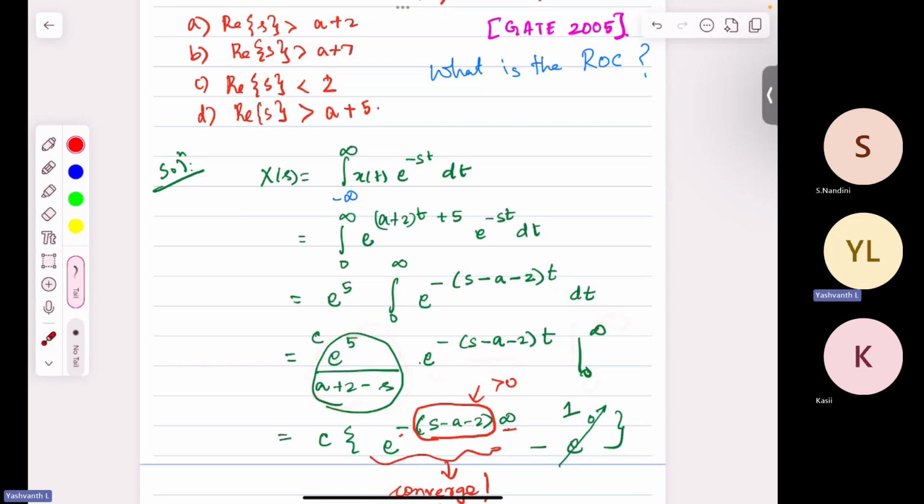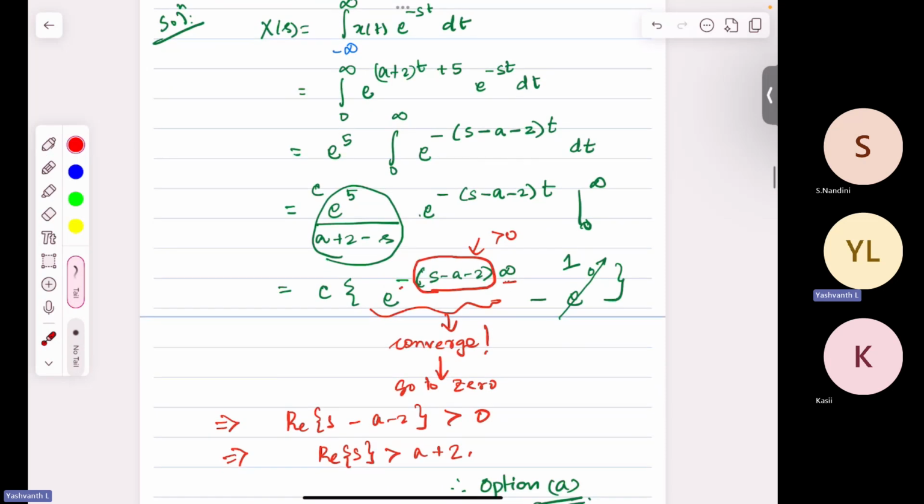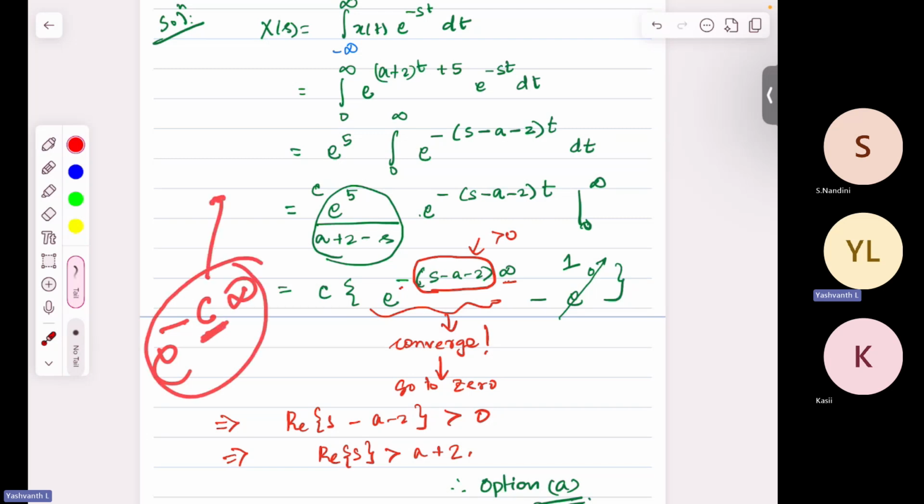Now, if I put the limits 0 to infinity, what should I do? This is how it goes. E power 0 is anyways 1, so there's nothing unbounded about the second term. Now look at the first term. In the first term, I have to put t equal to infinity. Now, what happens? If the argument before t, this s minus a minus 2, has to be positive. Why? Because only then this is like e power minus c infinity, where c is a positive number. Only then this will go to 0.